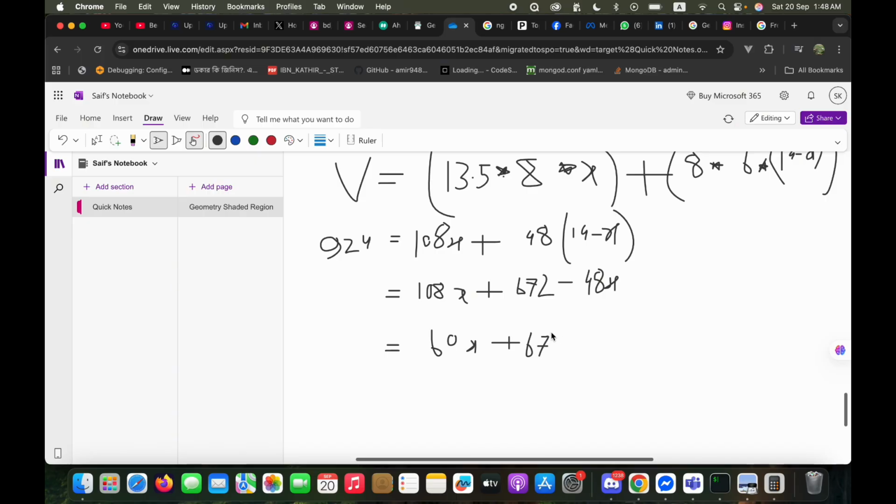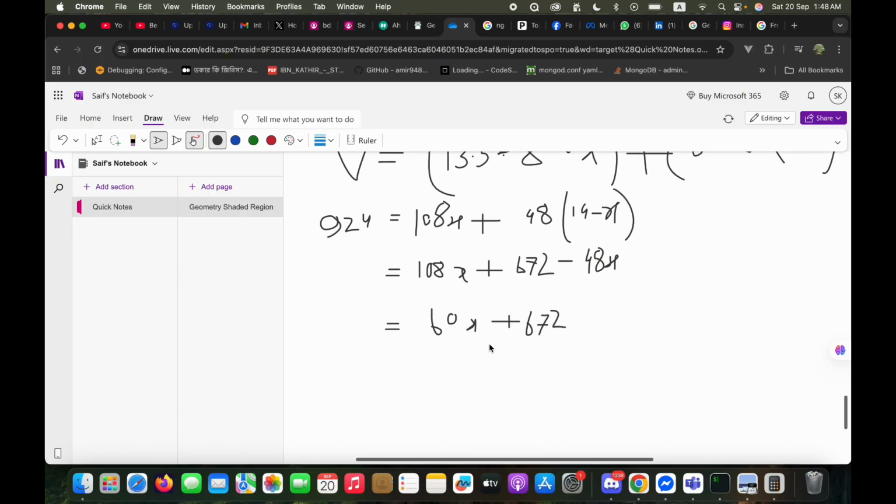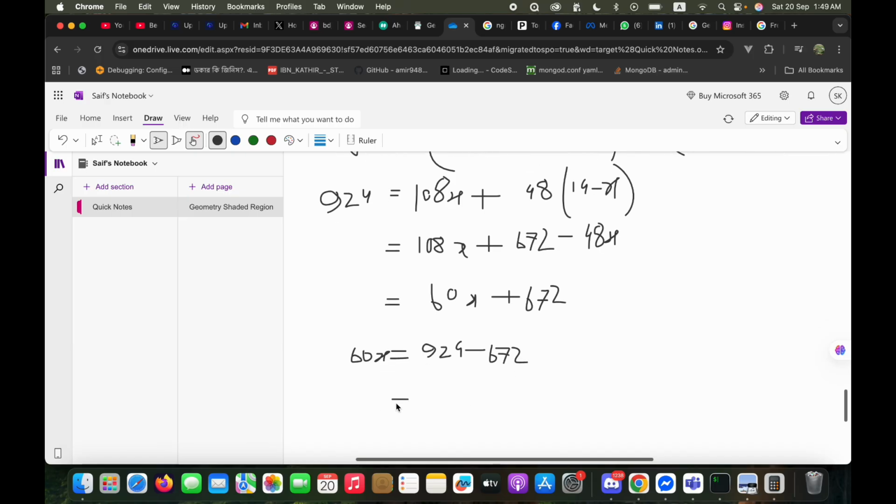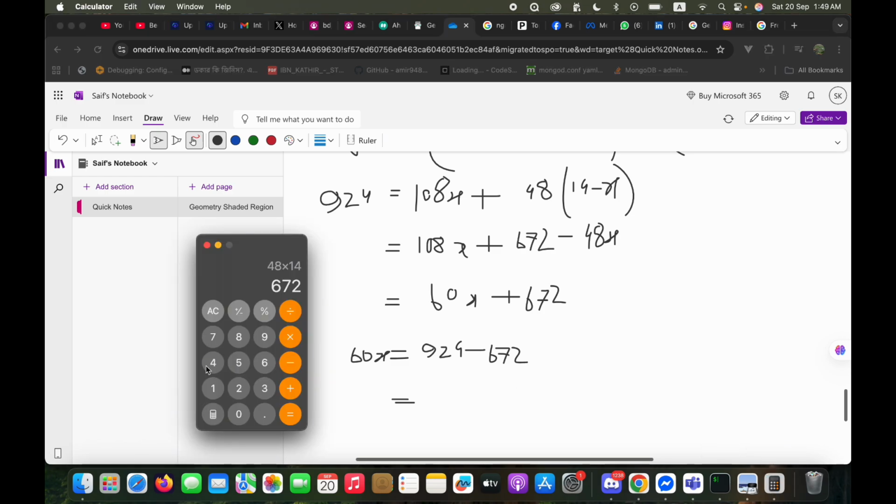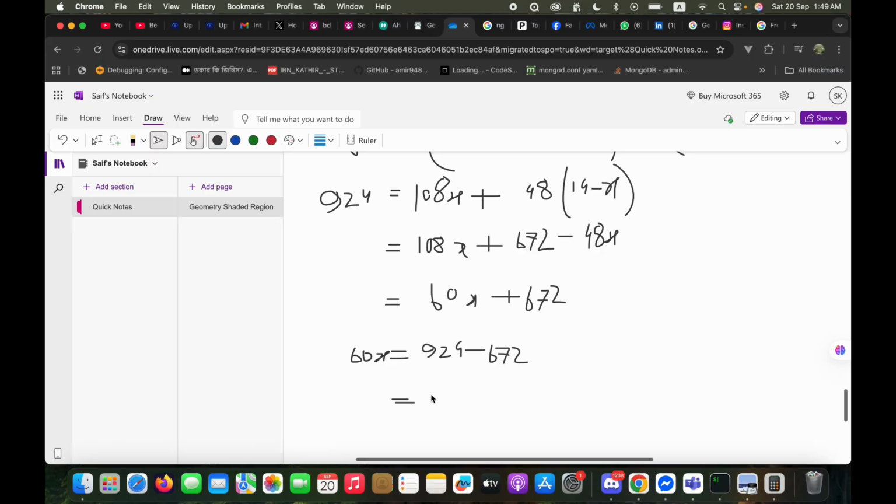So we can also write the value of 60x as 924 minus 672. So this is 924 minus 672. I get 252. So this is 252.